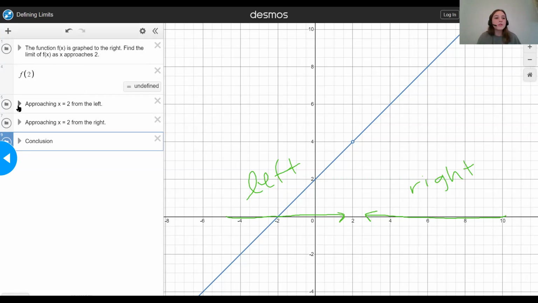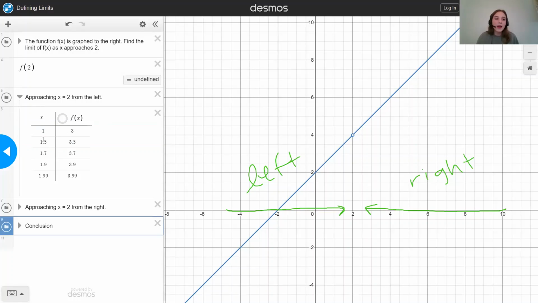So approaching 2 from the left, we can see I have x values in this table that are getting closer and closer to 2 from the left side, starting with 1, going to 1.5, 1.7, 1.9, and 1.99. We can see that our f of x values in this table are going from 3 to 3.5 to 3.7 to 3.9 to 3.99. So as x is approaching 2 from the left, it looks like our f of x values, or our y values, are approaching 4.